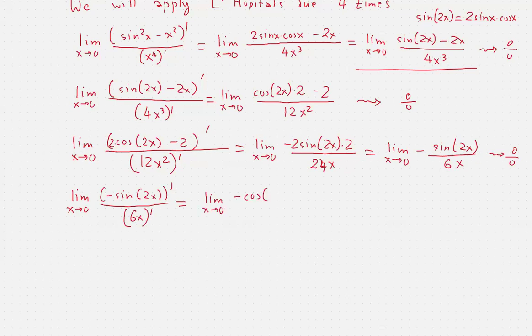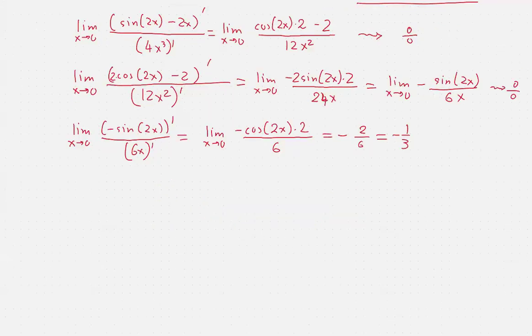And now things are pretty straightforward because we can plug in x equals 0. It's not an indeterminacy anymore. And that's negative 2 over 6. Cosine of 0 is 1, and this will give us negative 1/3. So eventually, after all these applications of L'Hopital's rule, 4 of them, we get that the limit as x tends to 0 of 1 over x squared minus 1 over sine square of x is equal to negative 1/3.